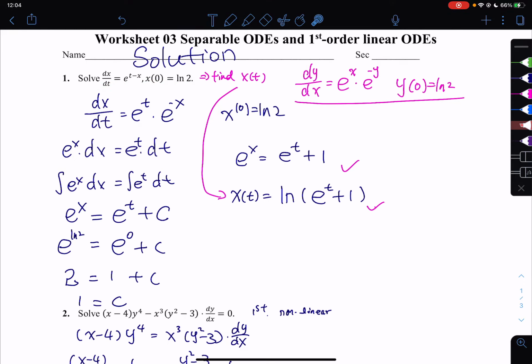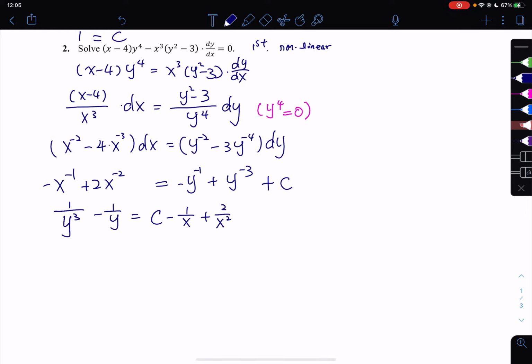Once we have this, I don't really have an initial condition, so you may leave it like this, or you may rephrase it a little bit. You could have said your final answer is 1 over y cubed minus 1 over y equals c minus 1 over x plus 2 over x squared. And don't forget, there's another possibility. This one leads to y equals 0.